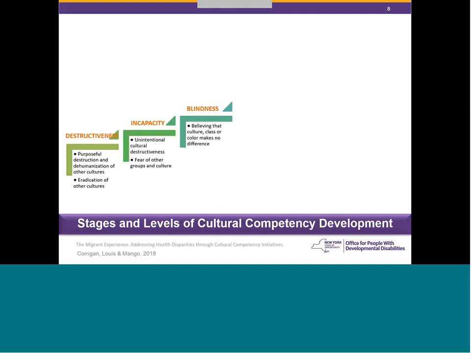Level 3 is blindness, and unfortunately, this is a fairly common starting point towards proficiency. This is the condition of being unbiased, believing that culture, class, or color makes no difference. It's about viewing and treating all people as the same and using approaches in the delivery of services and supports that ignore cultural strengths and differences. Although this may be a well-intentioned strategy, it is ethnocentric in nature and therefore not person-centered.